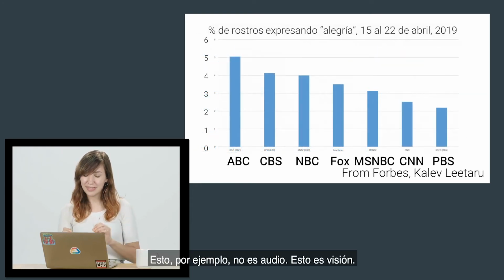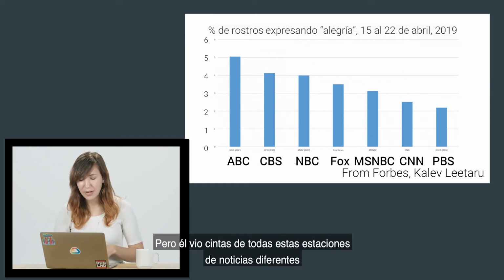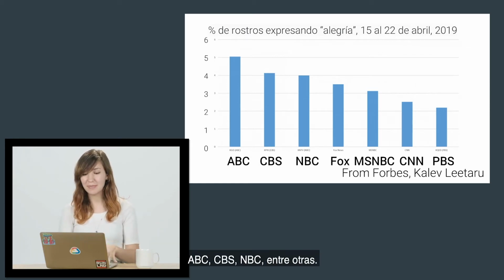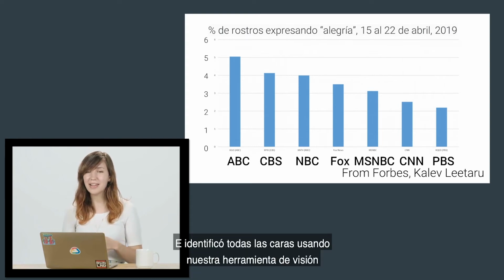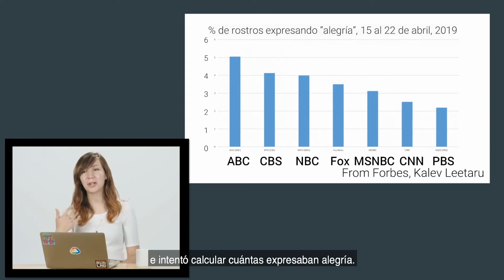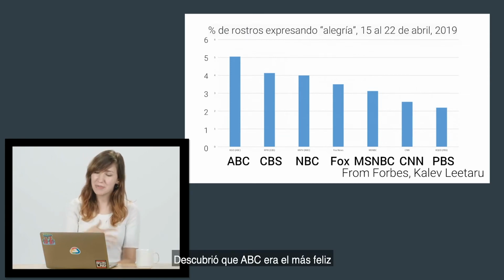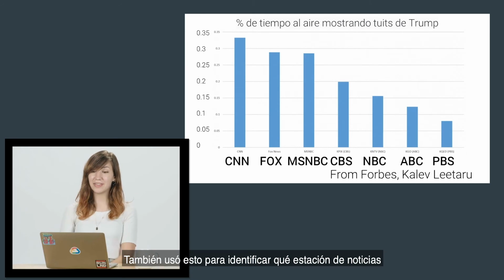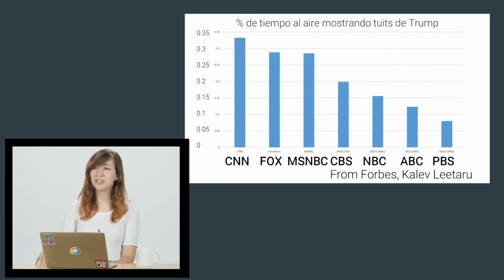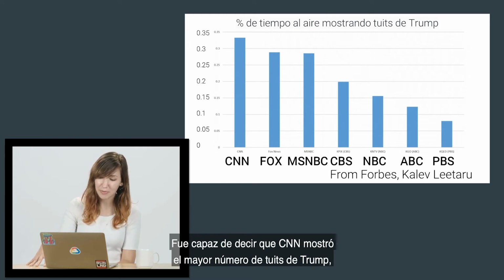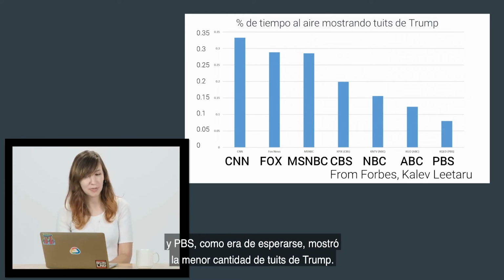So for example, this isn't audio, this is vision, but he looked at film from all these different news stations, ABC, CBS, NBC, and so on, and he identified all of the faces using our vision tool and tried to calculate how many were expressing joy, and found that ABC was the happiest and PBS was the saddest. He also used this to identify when a news station was showing a Trump tweet. He was able to tell that CNN showed the most Trump tweets and PBS, unsurprisingly, showed the fewest Trump tweets.